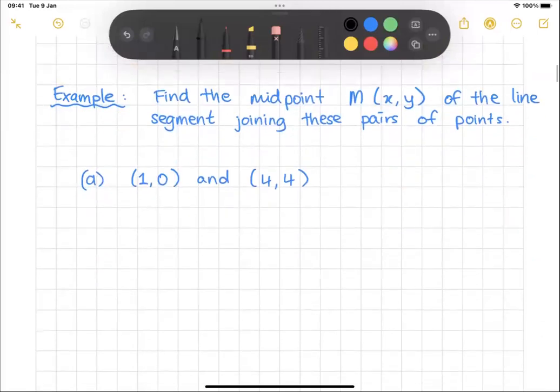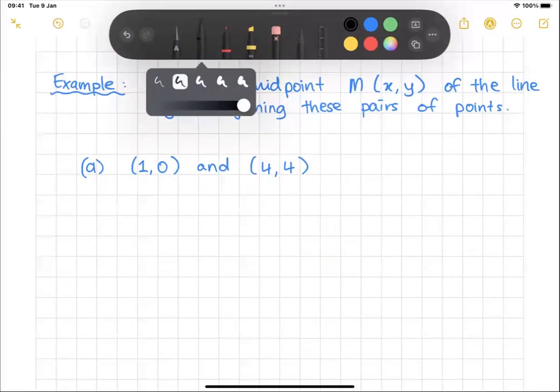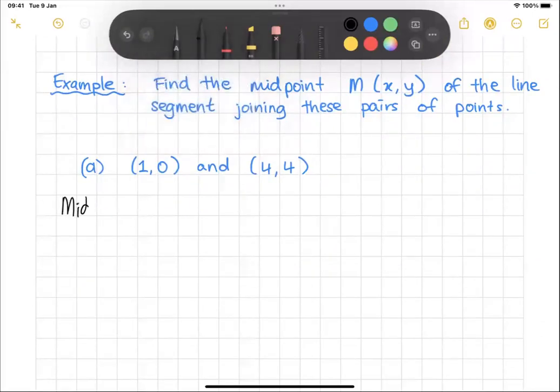Let's go to our example. We'll go through two. Our first example says, find the midpoint M(x, y) of the line segment joining these pairs of points. So you'll be given a pair of points. In this question, we are given (1, 0) and (4, 4). What I'm going to do first is write down the formula: midpoint equals x1 plus x2 all over 2, y1 plus y2 all over 2.